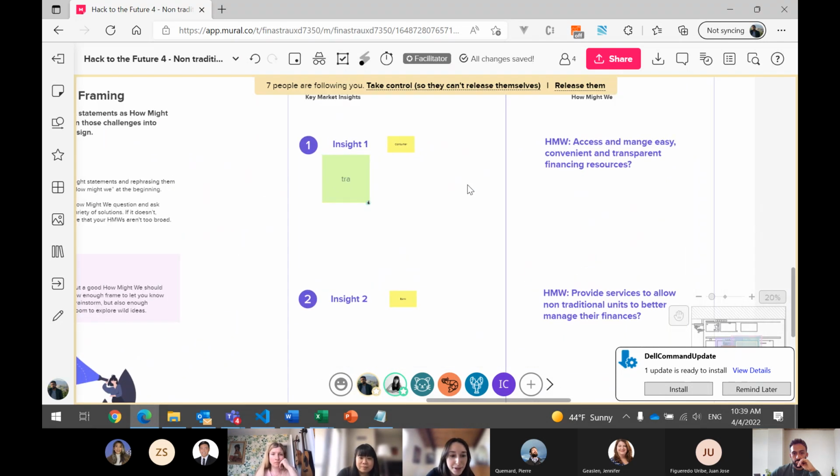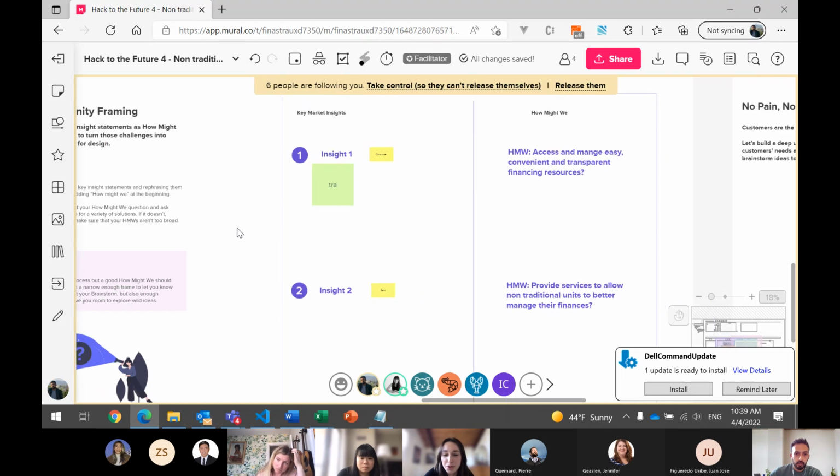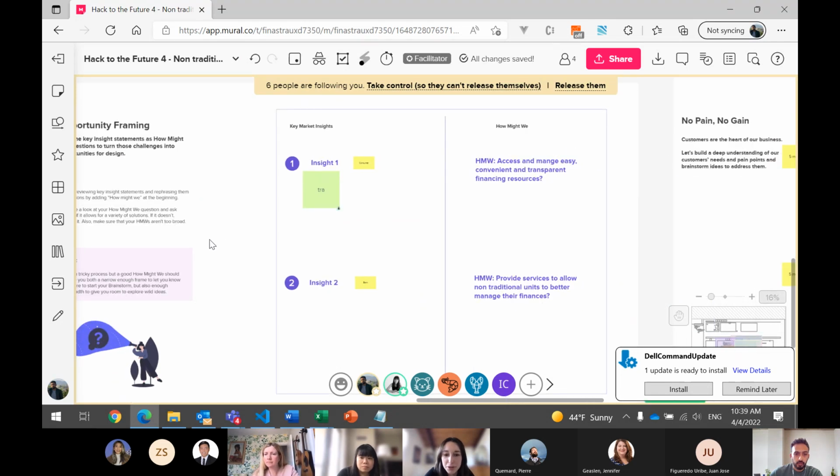And we also talked about trust too. I think that was a big one. Yes, trust and transparency. Is there anything else, these big insights that we took from our first section?